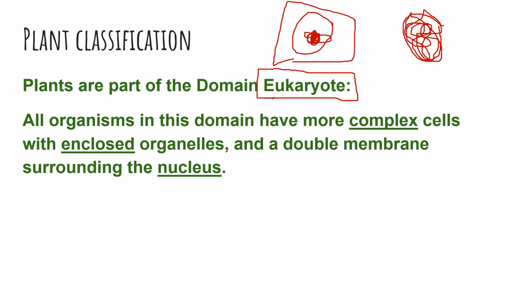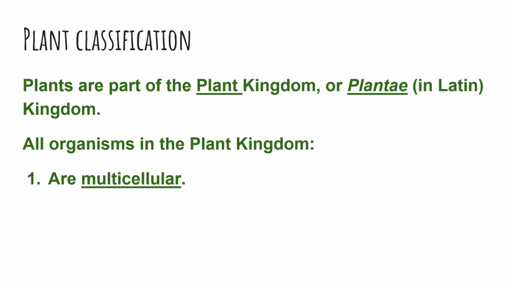They do have a nucleus, they do have membrane-bound organelles. All organisms in this domain, domain eukaryote, have more complex cells with enclosed organelles and a double membrane surrounding the nucleus. Okay, not just one, but 2. So going a little bit further, we talked about the 4 different kingdoms of domain eukaryote. Let me see if I can note them up here. Okay, so we had domain eukaryote, meaning it has a nucleus inside of the cell. Then we said there were 4 kingdoms that go into domain eukaryote.